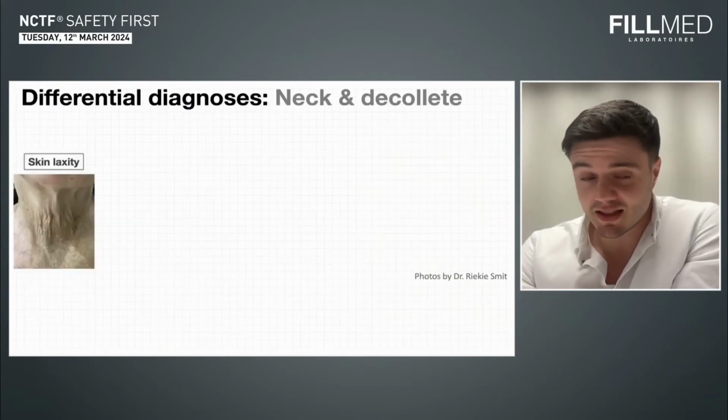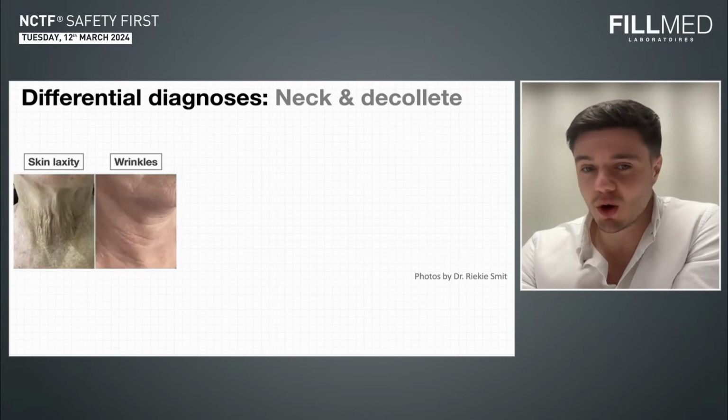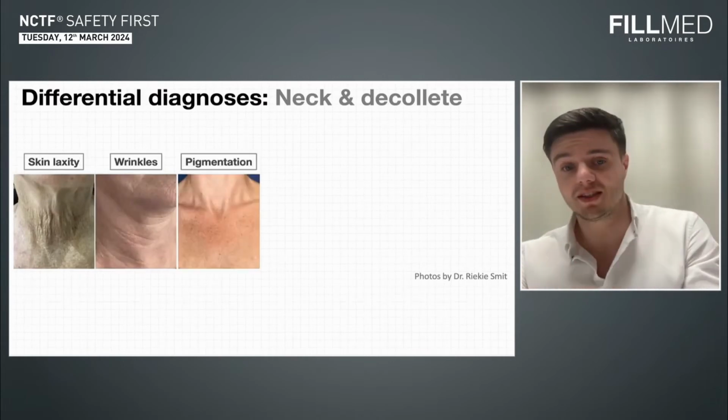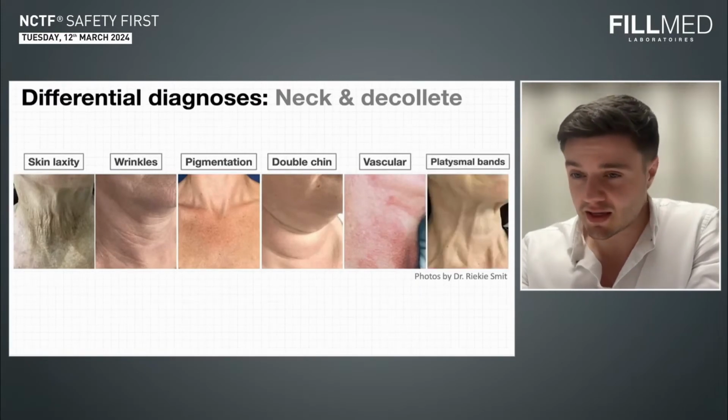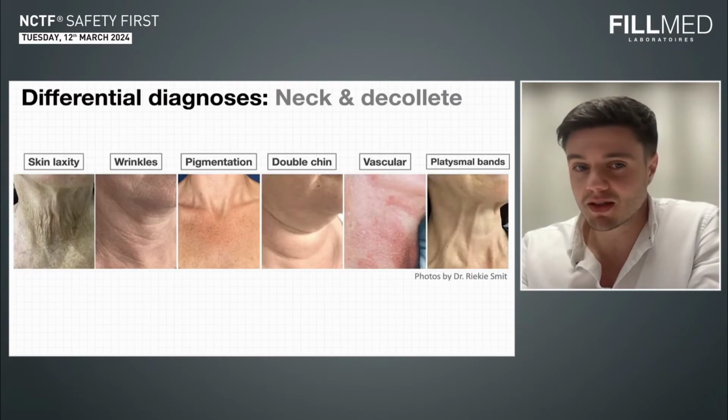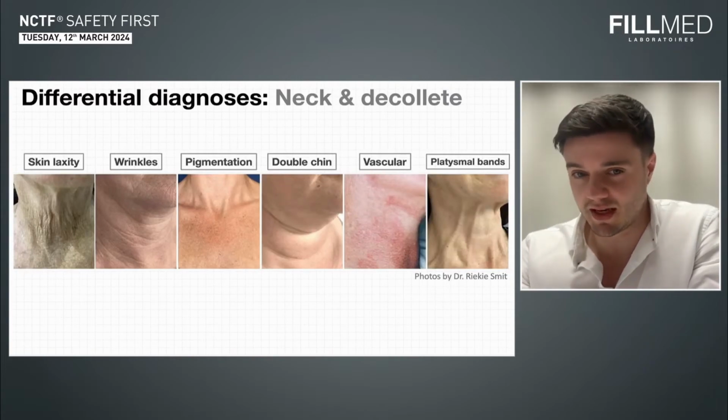The neck and the décolleté region show a great variety of different appearances and different aesthetic concerns. Here you can see a selection. Of course, there are many, many more. And again, we have to ask ourselves, what is the reason for this aging sign?